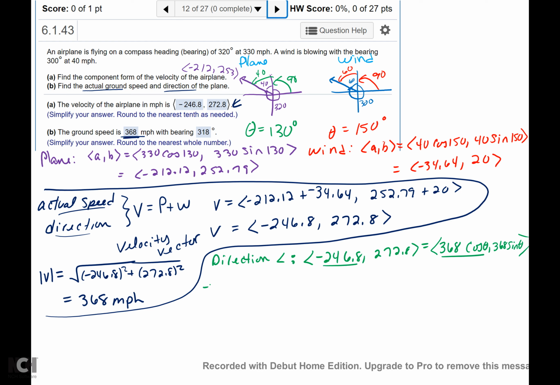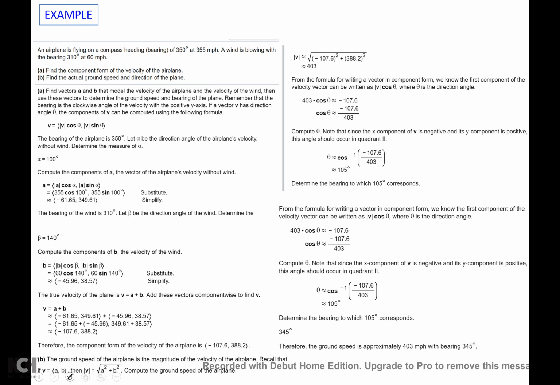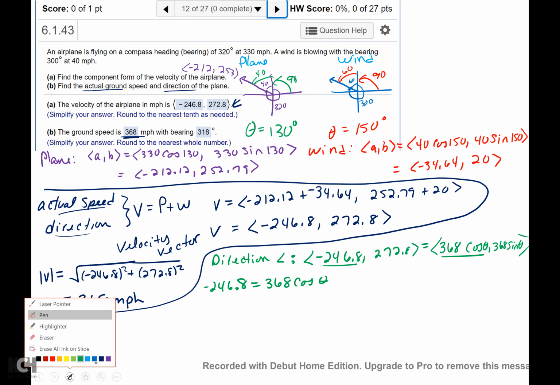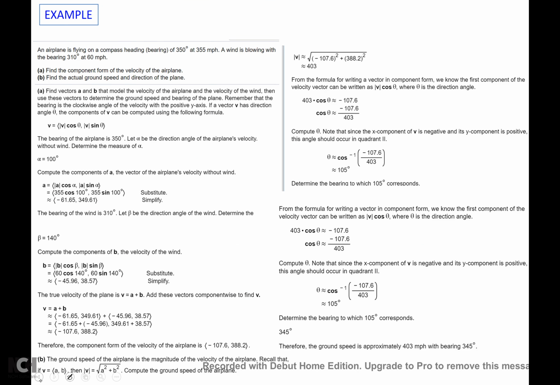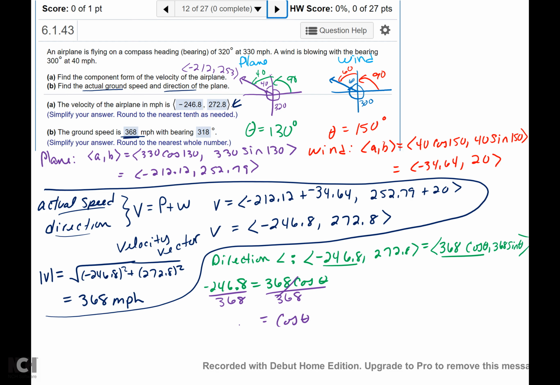So I'm going to say negative 246.8 equals 368 cosine theta. I apologize. So divide by 368, and you get cosine theta equals negative 246.8 over 368. Arc cosine.